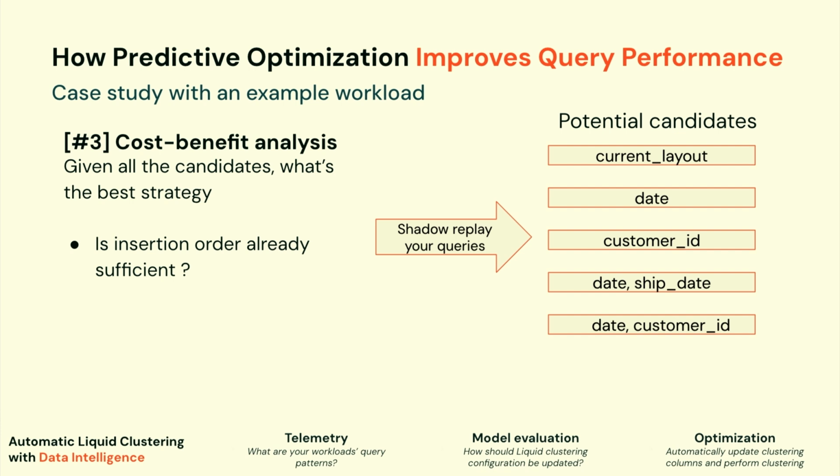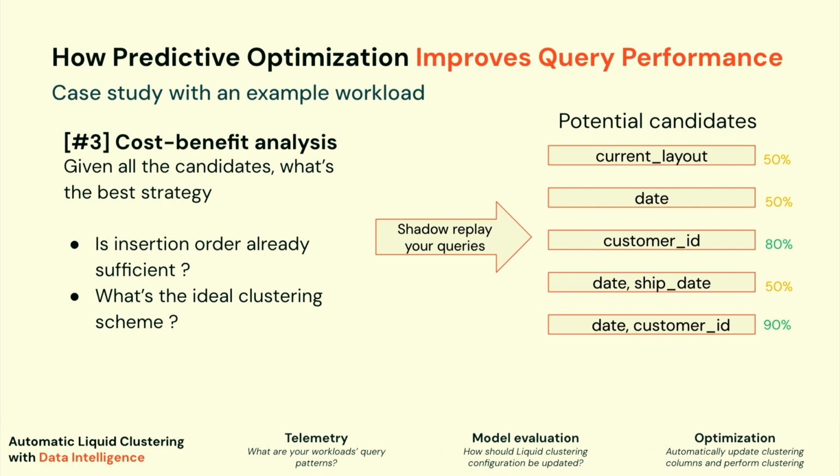Now, PO doesn't fully rerun your queries. It replays the captured predicate expressions and evaluates how much data we would have pruned with each of these layouts, and helps us choose the right clustering column that delivers the best pruning rate across your workload.